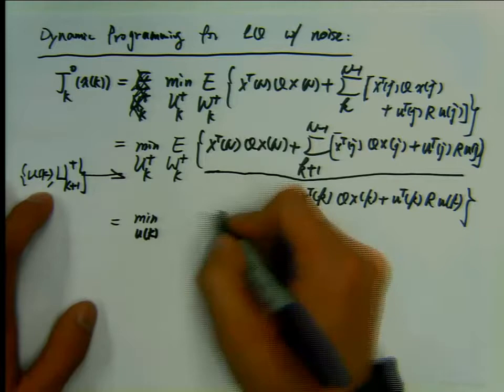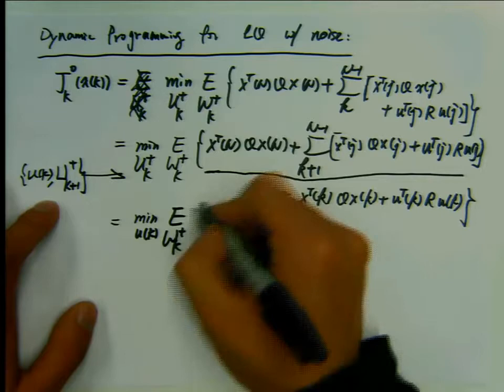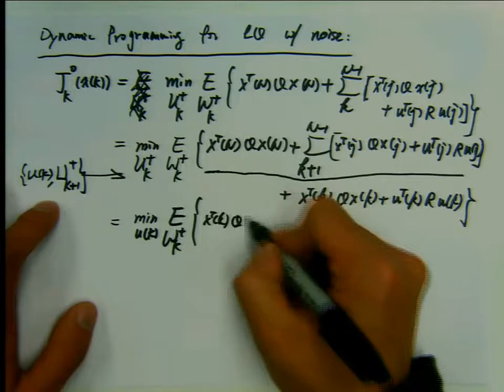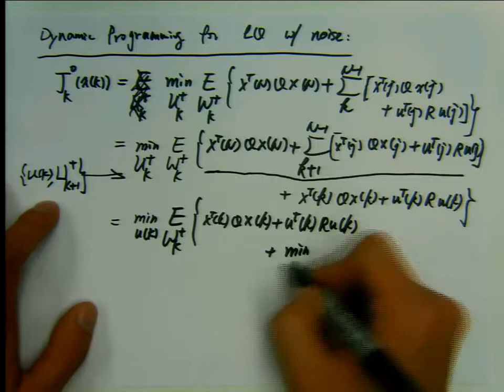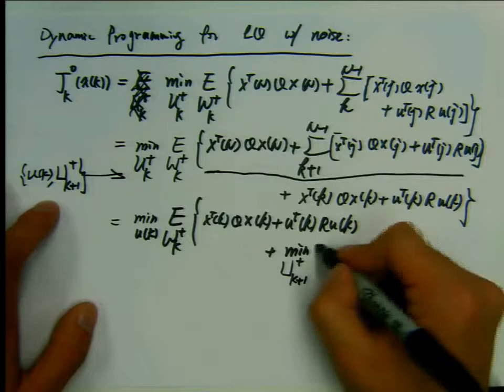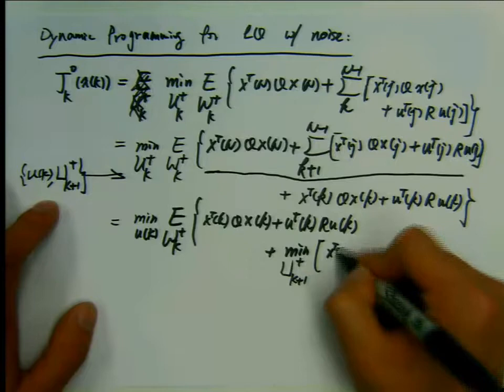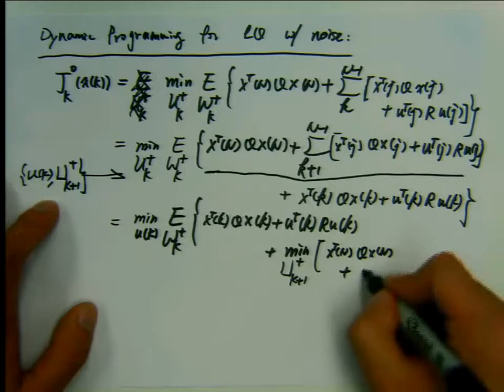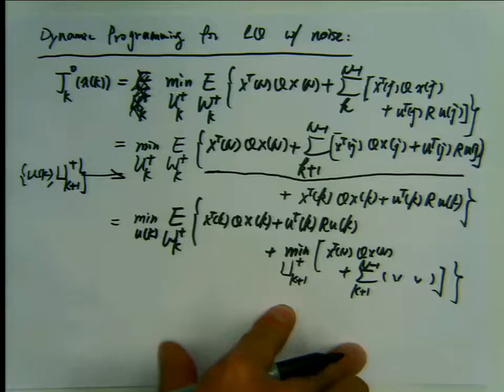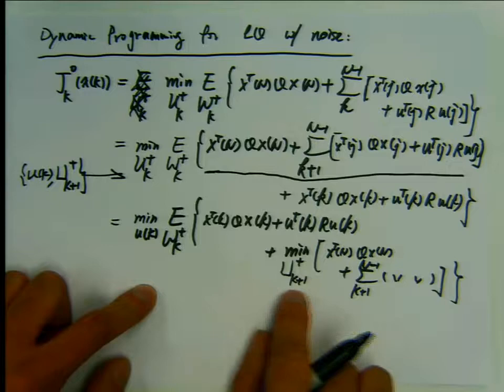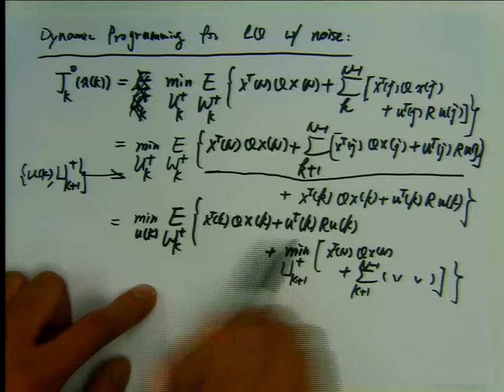the minimization over u_k, then the expectation of w_k plus x_k transpose Q x_k plus u_k transpose R u_k. I can put this minimization inside here, over U_{k+1}, and then the optimal cost to go plus the summation from k plus 1 to n minus 1 of the cost along the trajectory. Okay? So does anyone have questions for this part? Because all the control signals after u_{k+1} will not influence this first term here. They will only influence this term here. So I can put the minimization inside here.